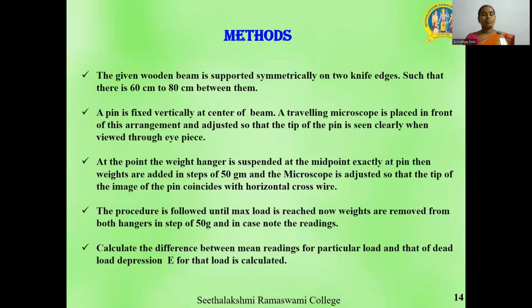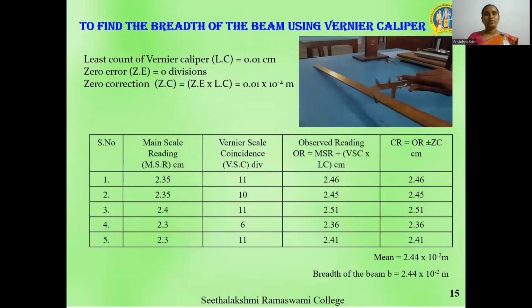The non-uniform bending procedure is followed until maximum load is reached. Now, weights are removed from the hanger in steps of 50 gram and in each case the readings are noted. Calculate the difference between mean readings for a particular load and that of the dead load depression. Capital E for that load is calculated. To find the breadth of the beam using a vernier caliper, the model values are shown in the table here: main scale reading, vernier scale coincidence, and observed reading, MSR plus VSC into least count.